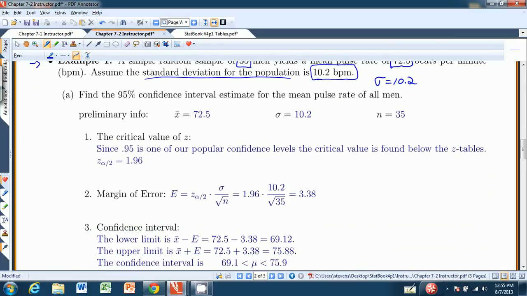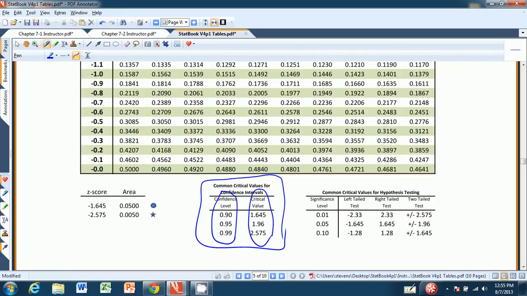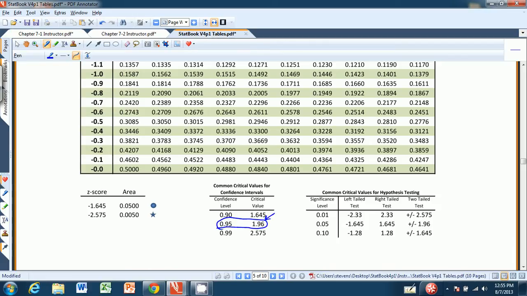I'll put the preliminary information here so we don't have to look back at the paragraph. The sample mean is 72.5, the population standard deviation is 10.2, and the sample size is 35. To find our critical value of z, since this is a 0.95 confidence level, or 95% confidence level, I go back to my table, and that's one of the popular ones. So there's my 0.95, and the critical value right there is 1.96. That's z sub alpha over 2.